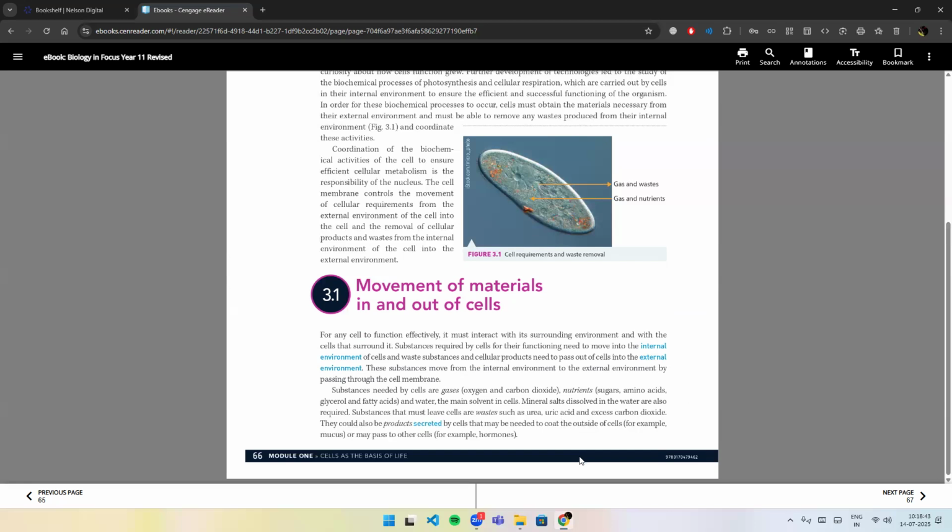Substances needed by cells are gases, nutrients, and water, the main solvent in cells. Mineral salts dissolved in the water are also required. Substances that must leave cells are wastes such as urea, uric acid, and excess carbon dioxide. They could also be products secreted by cells that may be needed to coat the outside of cells and may pass to the other cells.